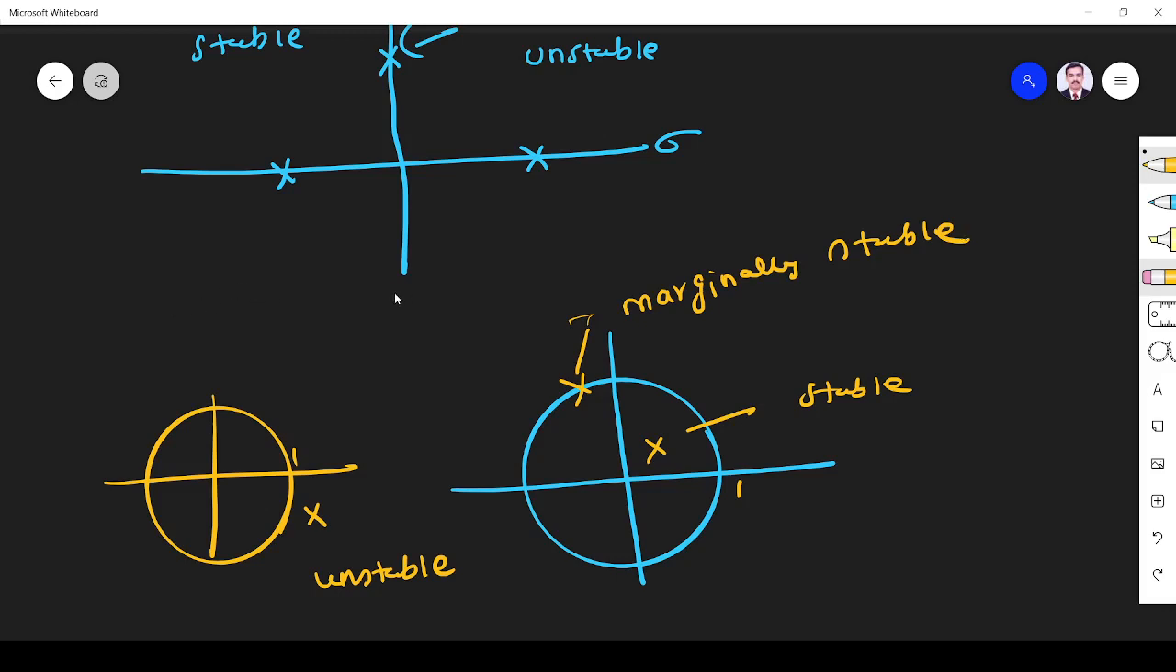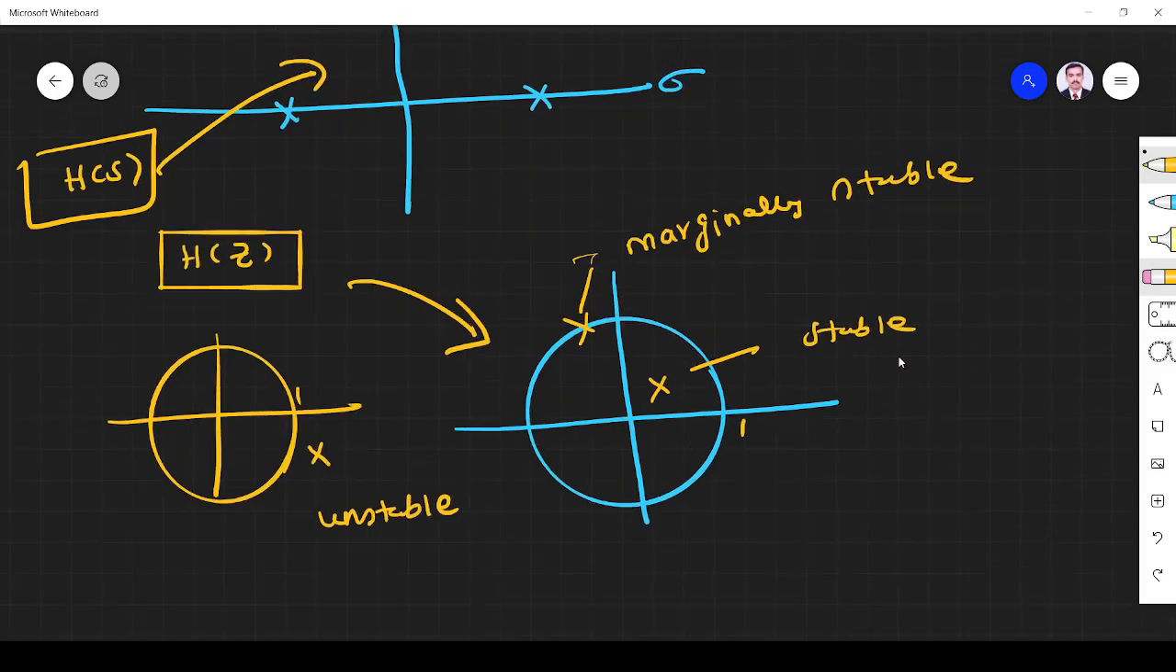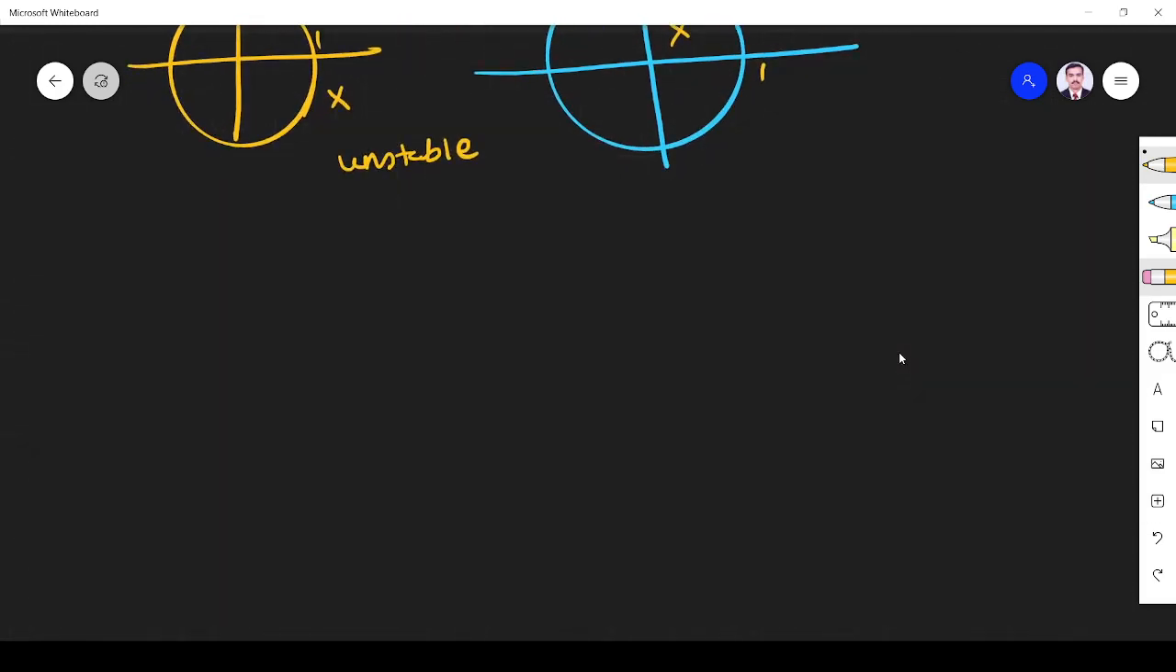All these things are defined with respect to the transfer function. For discrete time, the transfer function is H of z. For continuous time, the transfer function is H of s. So this is applicable here, and this is applicable here. Okay. So these things we have to know, right? I hope I have covered most of the things. It is just a review only, right?